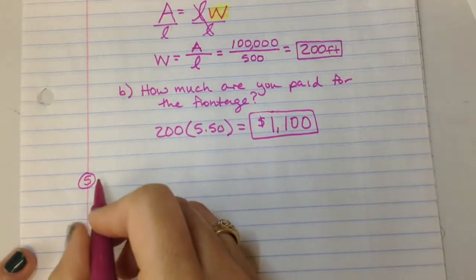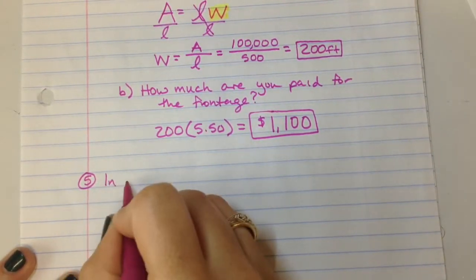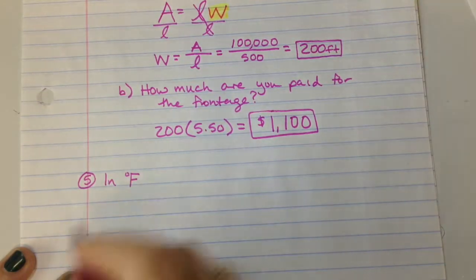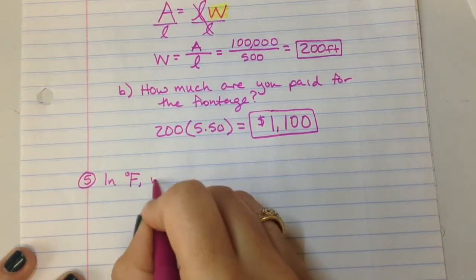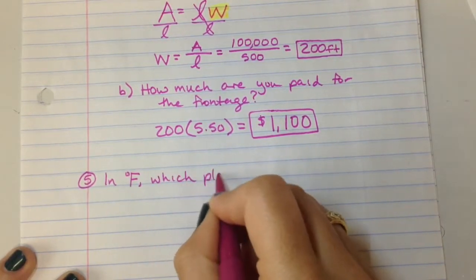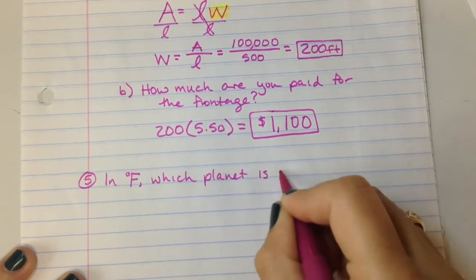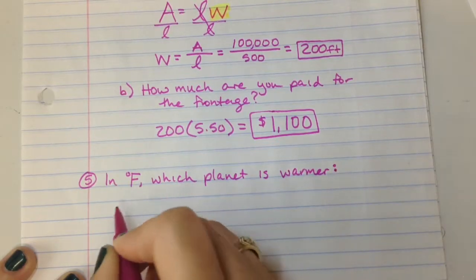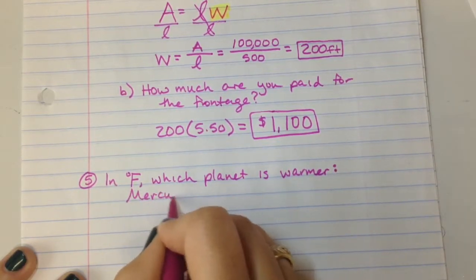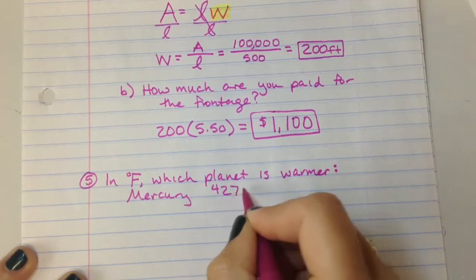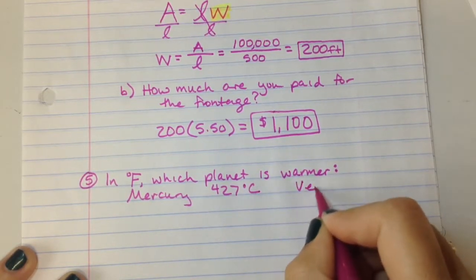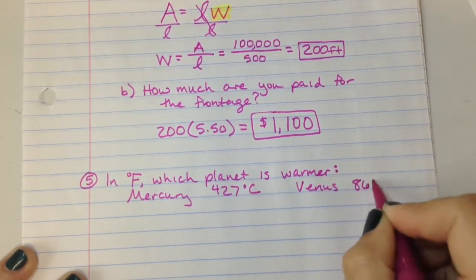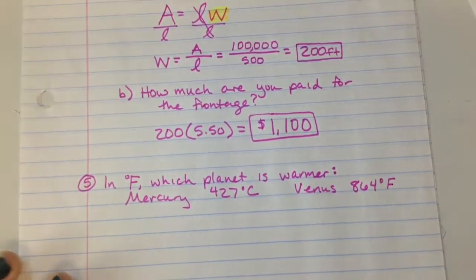Let's say we're given the following word problem. They're asking you, in degrees Fahrenheit, which planet is warmer? And they give you the following information. They say Mercury is 427 degrees Celsius and Venus is 864 degrees Fahrenheit. That's what you're given. And they say, which planet is warmer? Please measure in Fahrenheit.